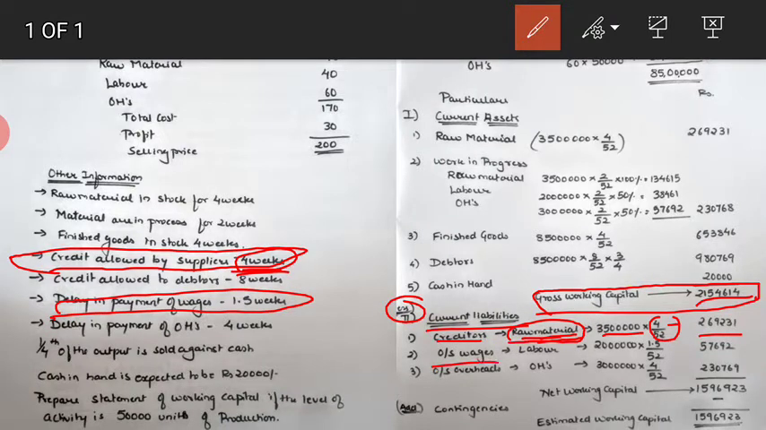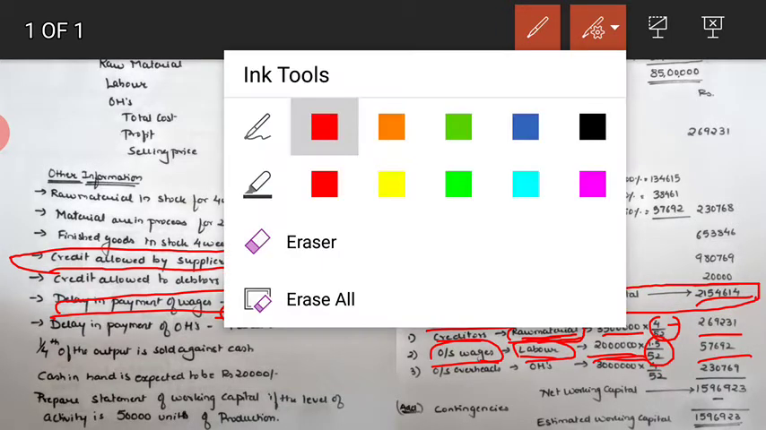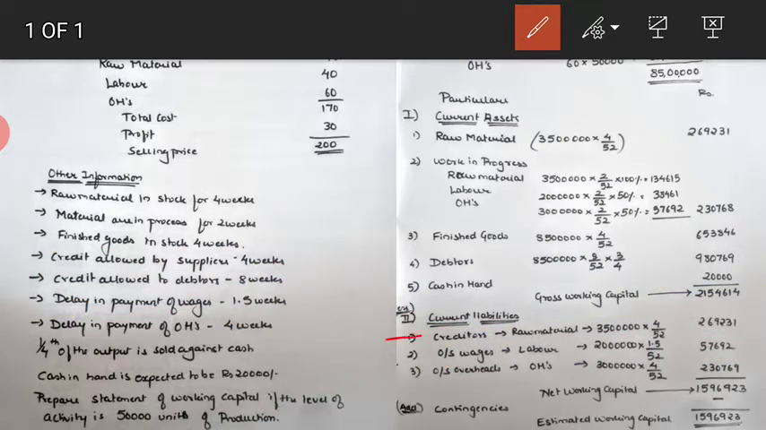Second, delay in payment of wages. That means we have outstanding wages. Now, to whom do we pay wages? We pay wages only to the laborers. So wages are calculated on the basis of labor only. So labor is 20 lakhs total into how much delay? It is 1.5 weeks. So 20 lakhs into 1.5 divided by 52 gives us 57,692. I hope you are clear with these two concepts of creditors and outstanding wages.